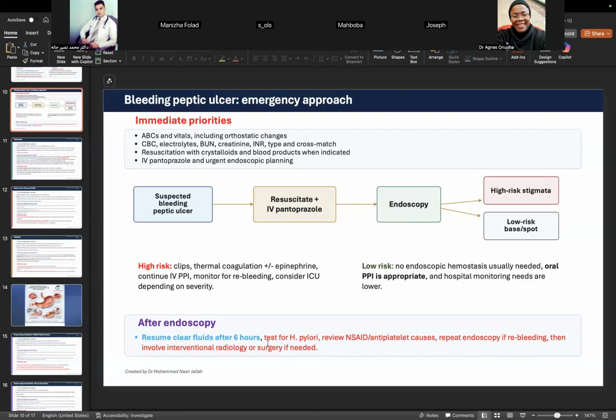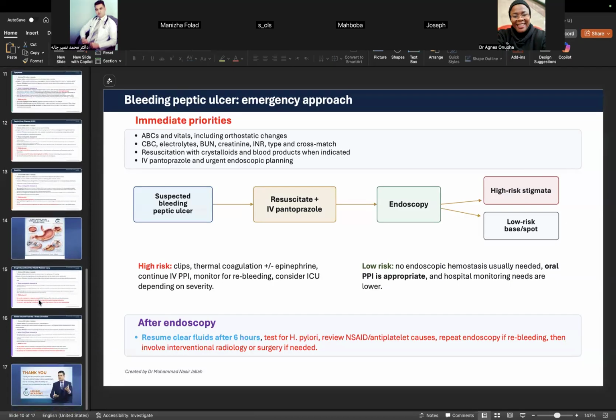Okay, after endoscopy, what do you do? These are the things that might be part of your post-encounter question, or it might be in the MCCQE1. Please remember this, especially this part, which says resume clear fluids after 6 hours. I have seen it in so many subscriptions, so it might also be one of your questions in the licensing exam. So after endoscopy, resume clear fluids after 6 hours. Test for H. pylori, non-steroid, antiplatelet. Repeat the endoscopy if rebleeding, then involve interventional radiology or surgery if needed.